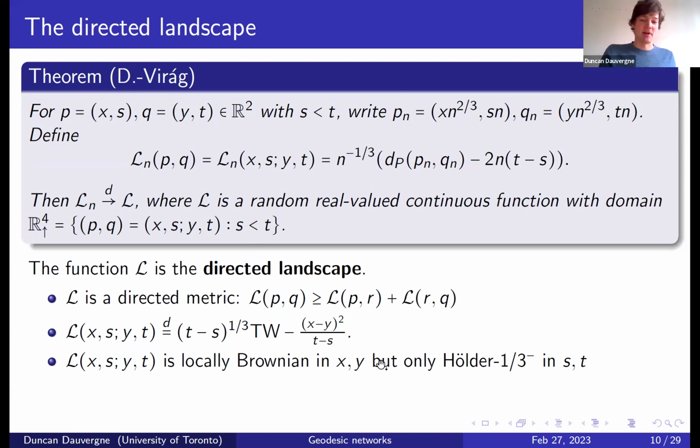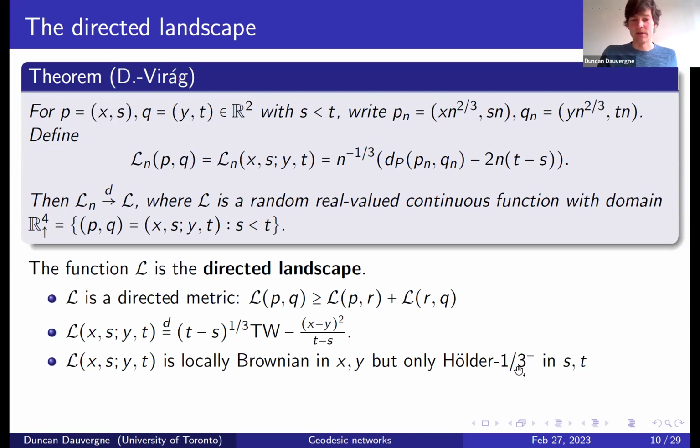And this process is much stranger in time. It's rougher. Brownian motion is Hölder almost a half, but if I move my time coordinates, then what I see is a process which is Hölder almost a third. And we don't understand the time process nearly as well.